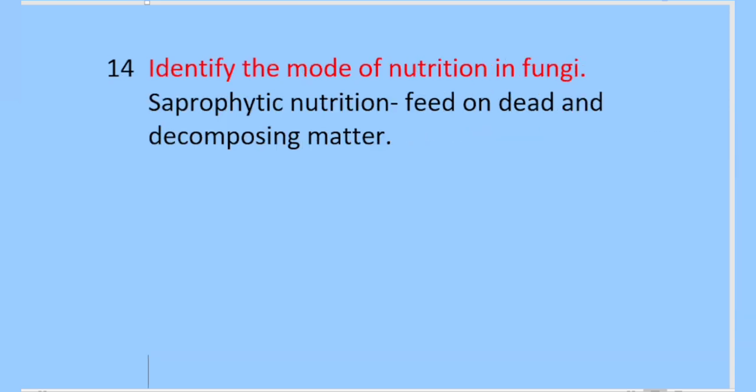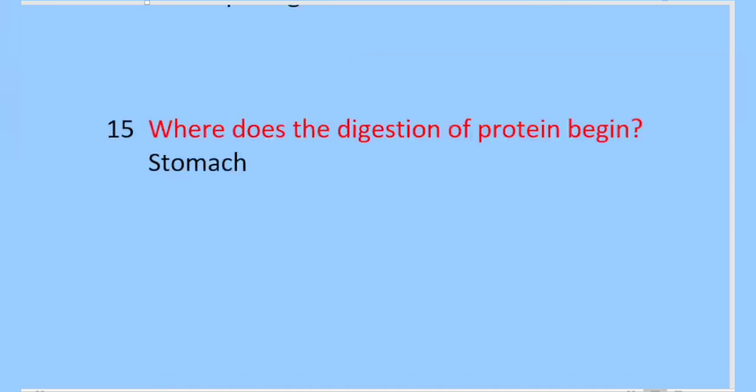Identify the mode of nutrition in fungi. Fungi have a very specific mode of nutrition called saprophytic nutrition. It is a heterotrophic nutrition in which they depend on dead and decomposing matter. That's why they are acting as decomposers in the environment. Where does the digestion of proteins begin? It is beginning in the stomach where pepsin is present.